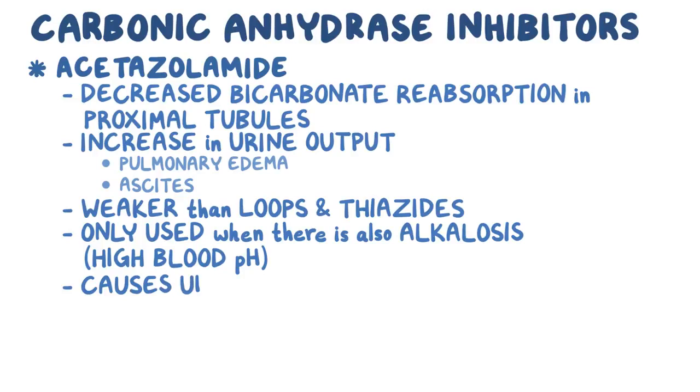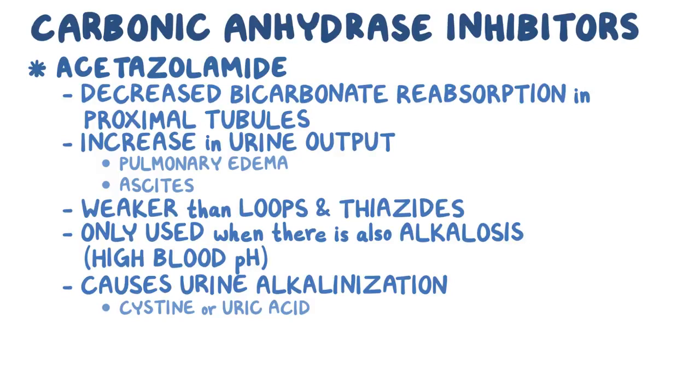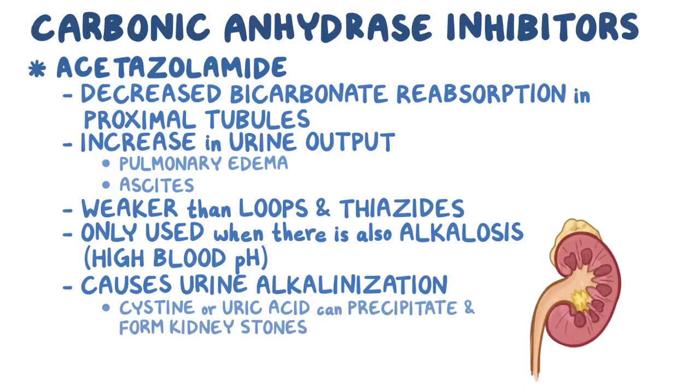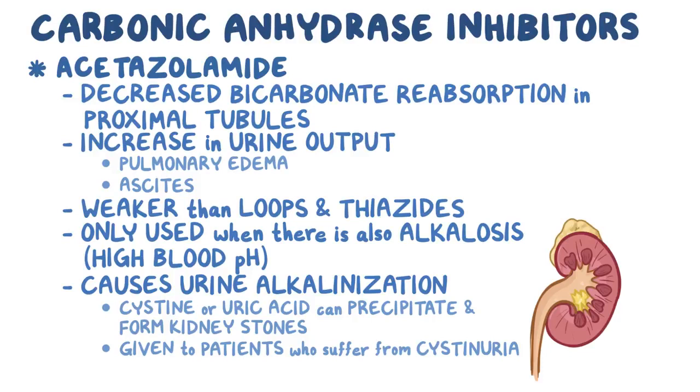It also causes urine alkalinization, or an increase in urine pH. If urine pH is too low, some compounds like cysteine or uric acid in the urine can precipitate and form kidney stones. So, to prevent kidney stone formation, acetazolamide is given to patients who suffer from cystinuria, which is when there's too much cysteine in the urine, or gout, where there's too much uric acid in the blood, and consequently, the urine.